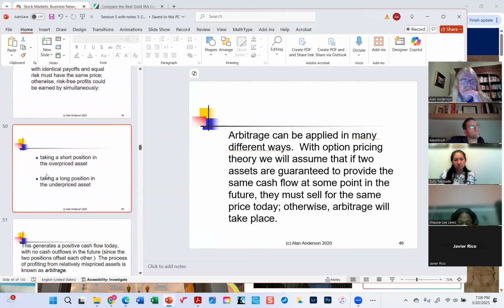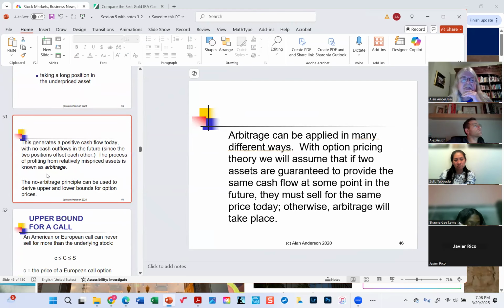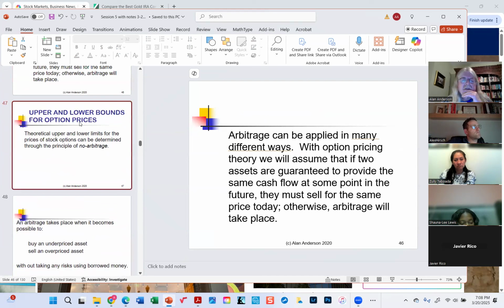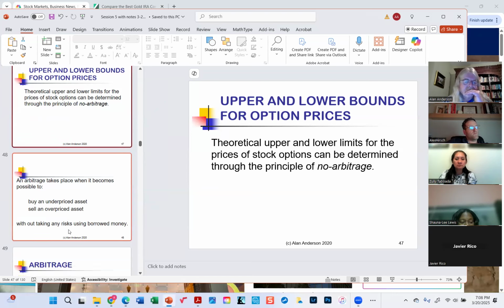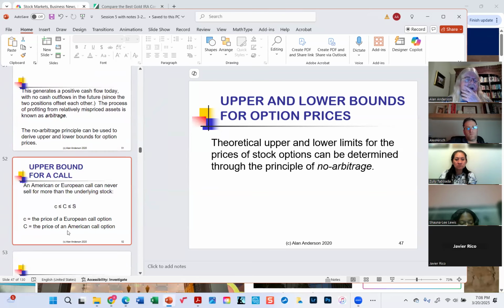So we're going to establish some limits on the prices of options. And these are theoretical limits that are enforced by this principle of no arbitrage, meaning that prices have to be consistent with each other in order to avoid arbitrage. So if they're not, arbitrage will take place and it will put these prices back in alignment with each other. So some of these are just pretty much common sense. Some of these we have to go through a lot of trouble to prove them.